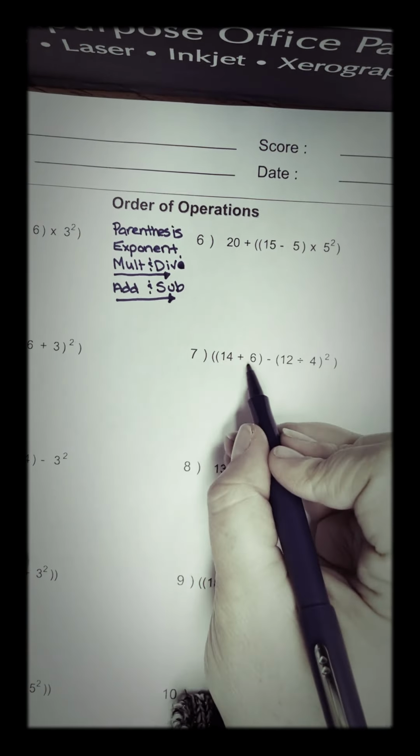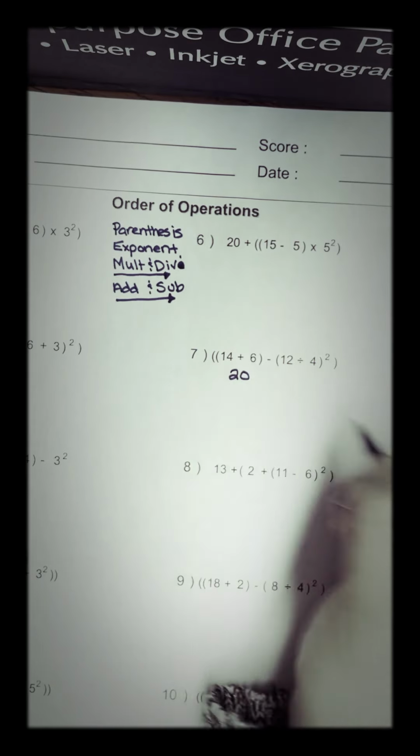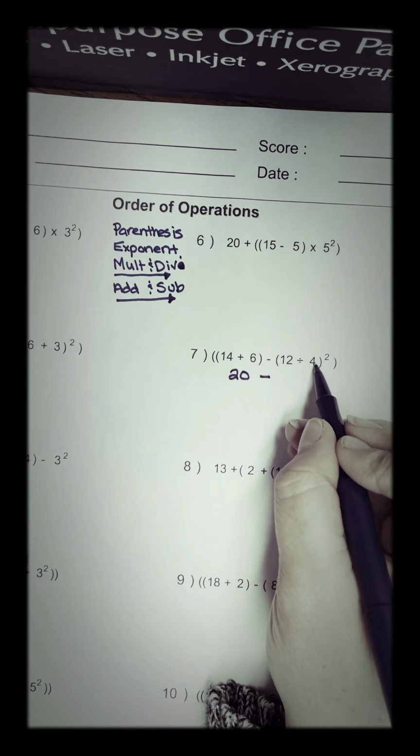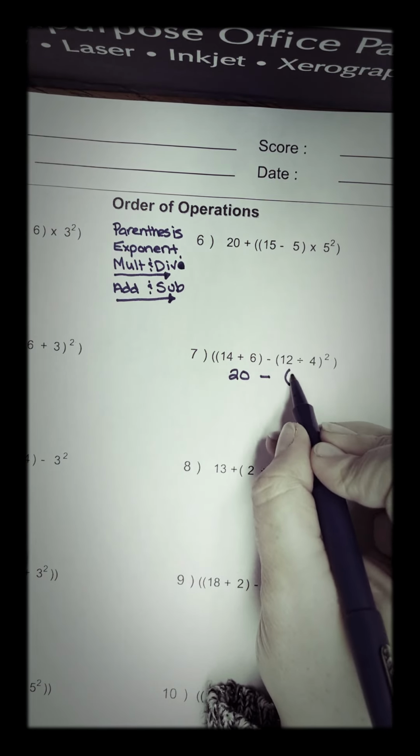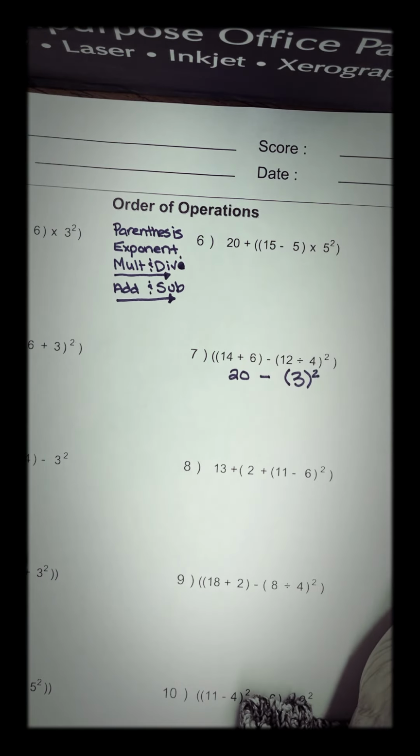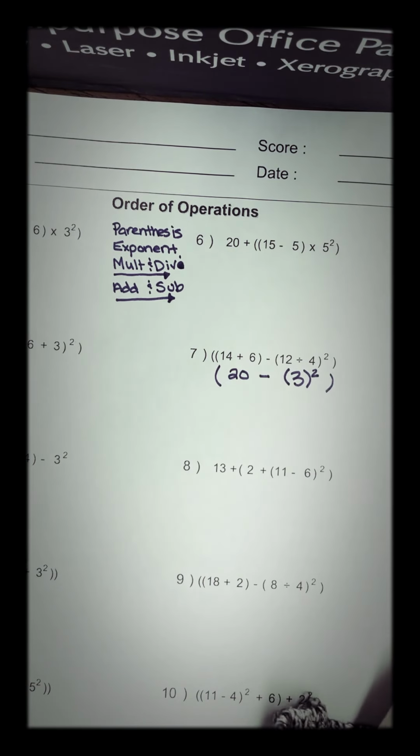So you're gonna do 14 plus 6. Well, 14 plus 6 is gonna give me 20, minus, here I'm gonna get 12 divided by 4. Well, 12 divided by 4 is 3, but then I have this little 2, which means I'm gonna square that answer, okay? So again, this is still all in the big parentheses.